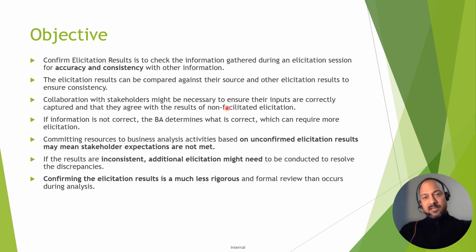Collaboration with the stakeholders might be necessary to ensure their inputs are correctly captured and that they agree with the results of non-facilitated elicitation. If information is not correct, the business analyst determines what is correct, which can require more elicitation. Even in this activity, confirm elicitation, if you identify that there is still some variation and the information is not absolutely correct, then in order to make it more relevant and correct, you would do further elicitation activities.